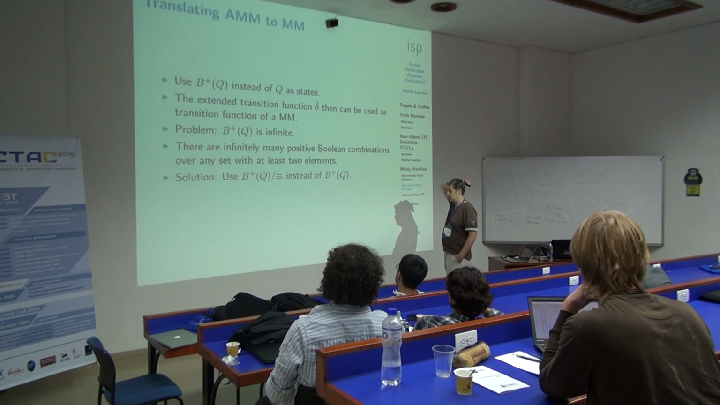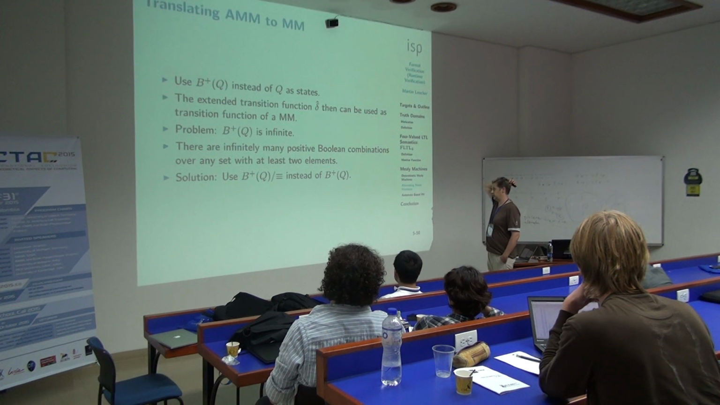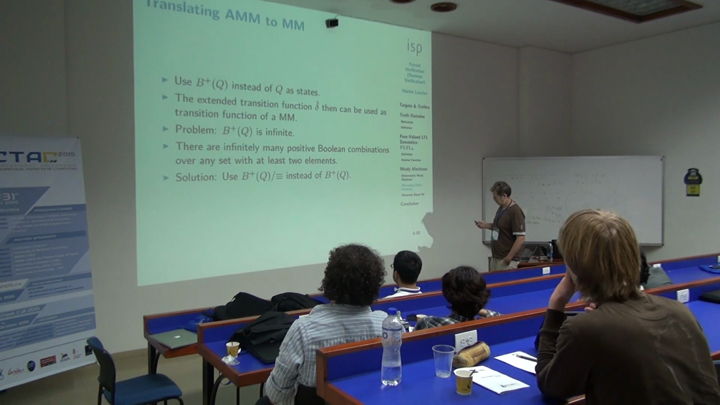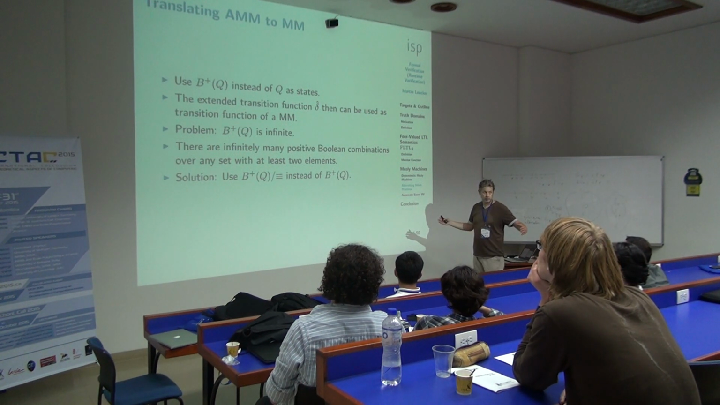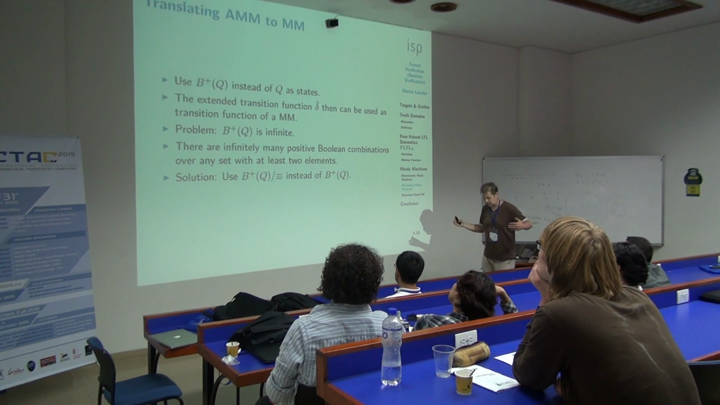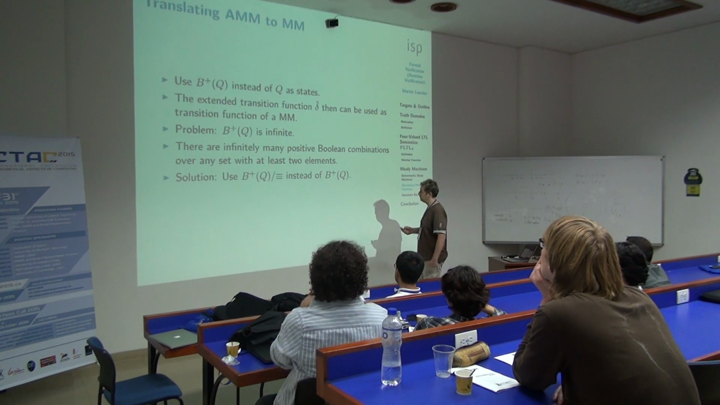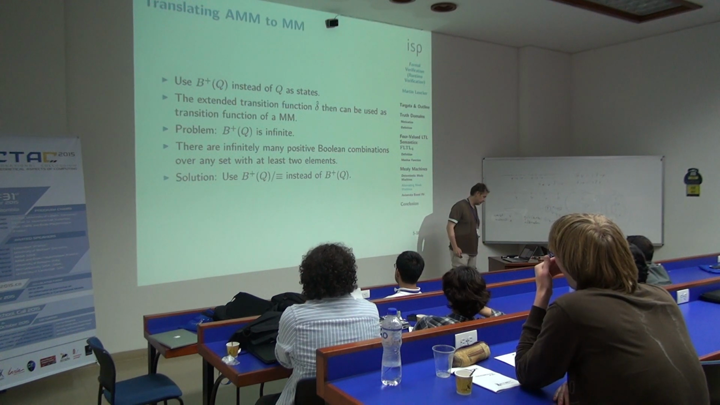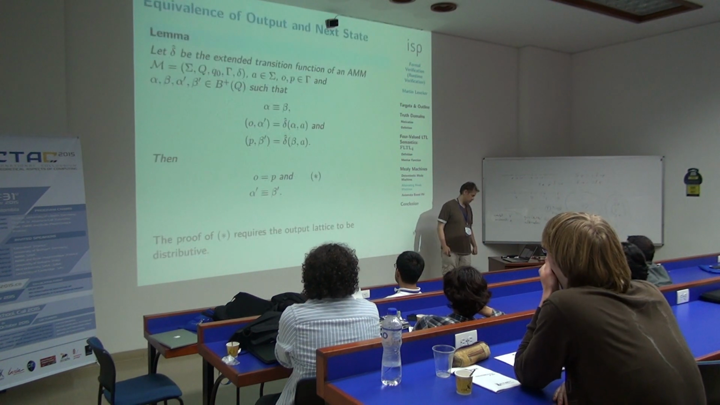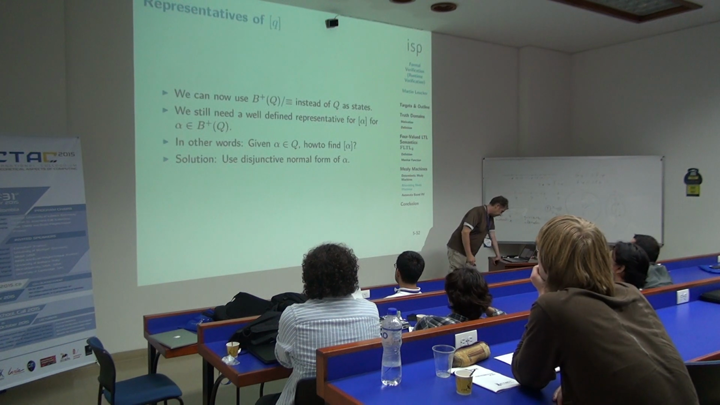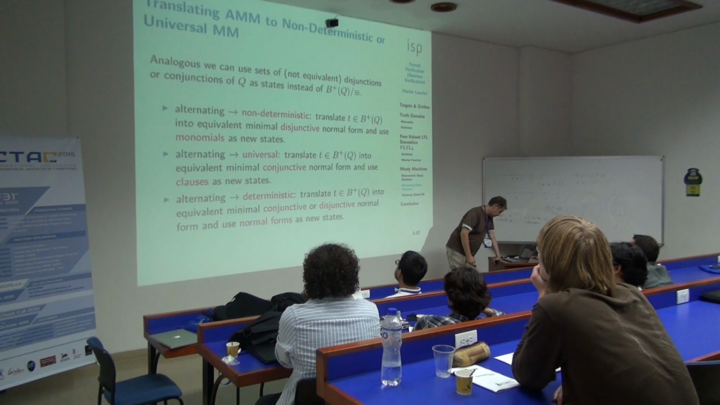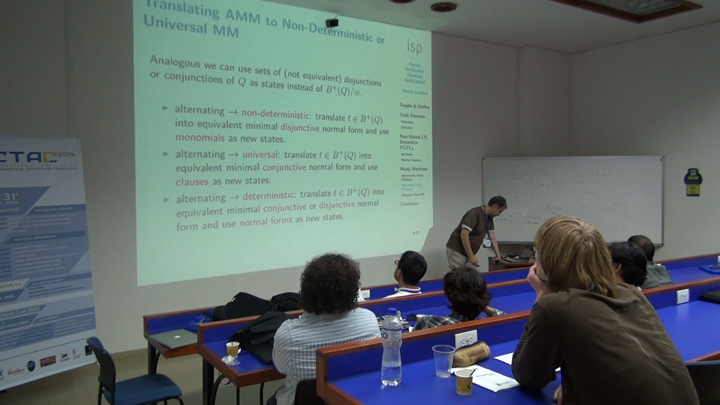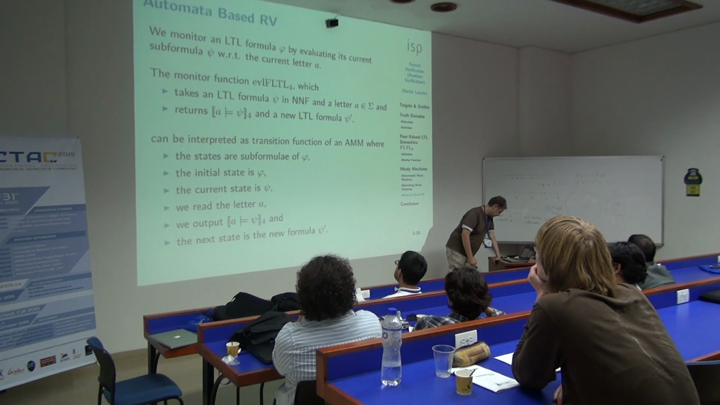In general, the set of positive Boolean combinations is infinite, but we can identify many states. So we can put the states into something like conjunctive normal form, and then we can translate an alternating Mealy machine into a Mealy machine. We could also translate it into a universal machine, but I think that's not so important.